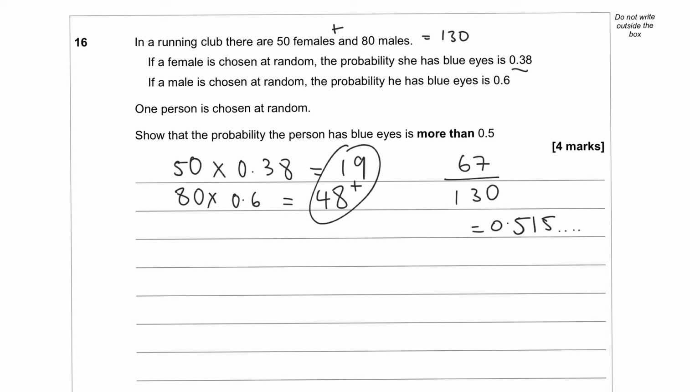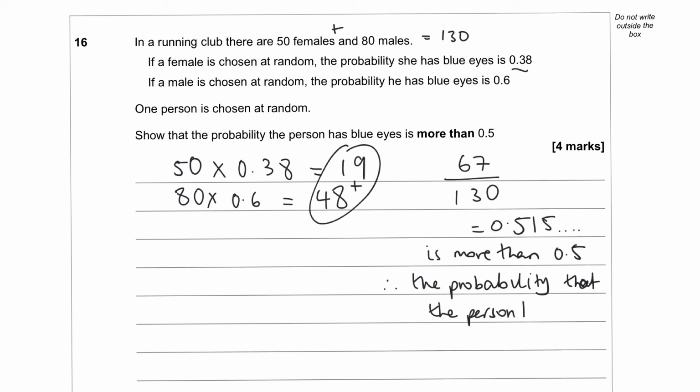So this value of 0.515 is more than 0.5. Therefore, the probability that the person has blue eyes is more than 0.5. Okay.